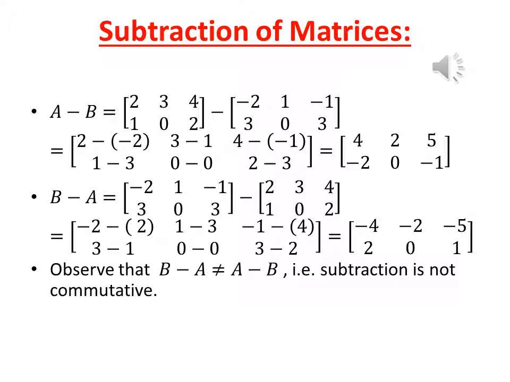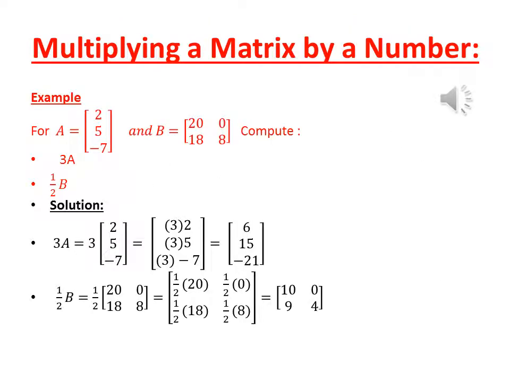The result: a plus b is not equal to b plus minus a. So subtraction is not commutative, but addition is commutative. A plus b is the same as b plus a, but with subtraction, a minus b is not equal to b minus a.